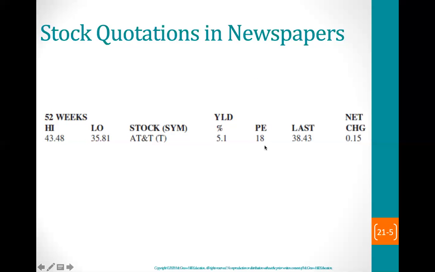Next is the PE. This is the price earnings ratio. It measures the relationship between the closing price per share of stock and the annual earnings per share. And we'll look at how to calculate that.